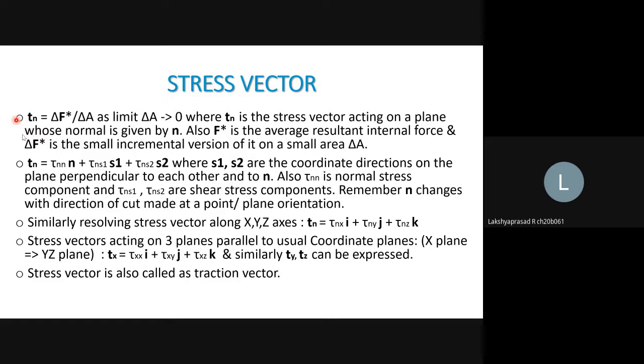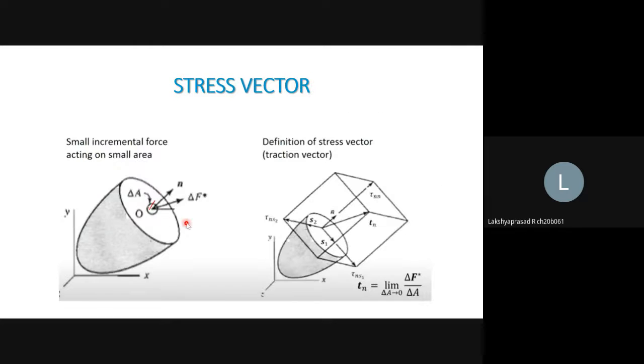So the stress vector represented by this small tn, where n is the normal vector of the surface we are considering, is equal to delta F star by delta A. What is F star? F star is the average resultant internal force, and delta F star is a small incremental version of it on a small area delta A. You can clearly see in this picture: this is a body we have made a cut in with this surface having normal vector n, and delta F star being the differential resultant internal force acting on delta A.